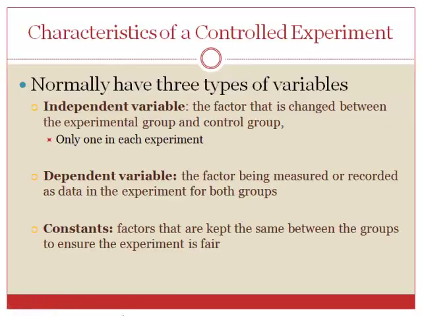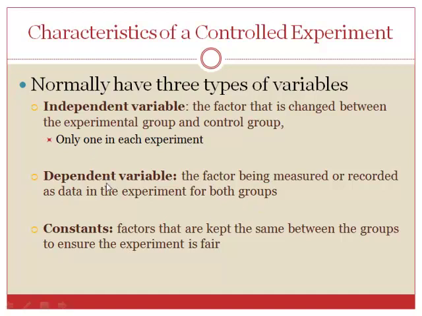Alright, so first we're going to talk about the characteristics of a controlled experiment. A controlled experiment just means one that's done properly and that the scientist is controlling all the variables in the experiment. So normally there are three types of variables: the independent, the dependent, and the constants. The independent variable is the factor that's changed between the experimental group and the control group, and there's only one in each experiment. So this is sometimes referred to as the variable that the scientist changes.